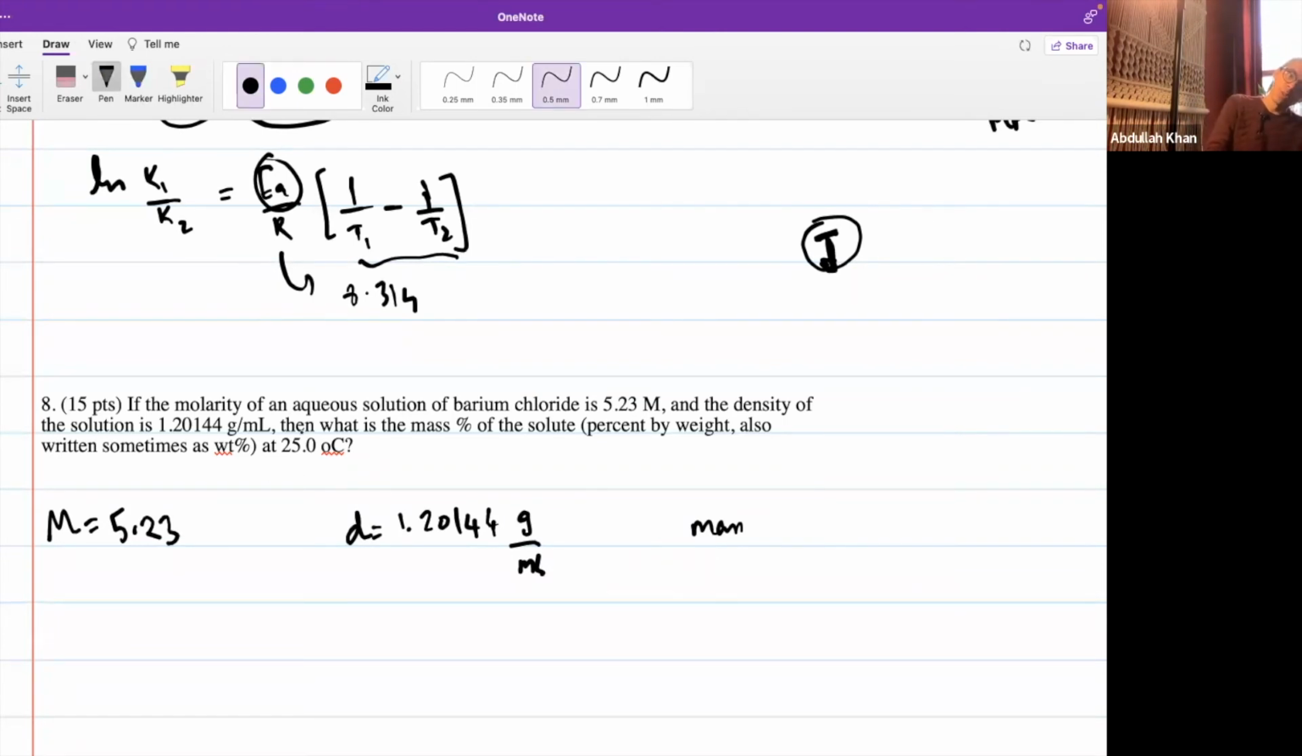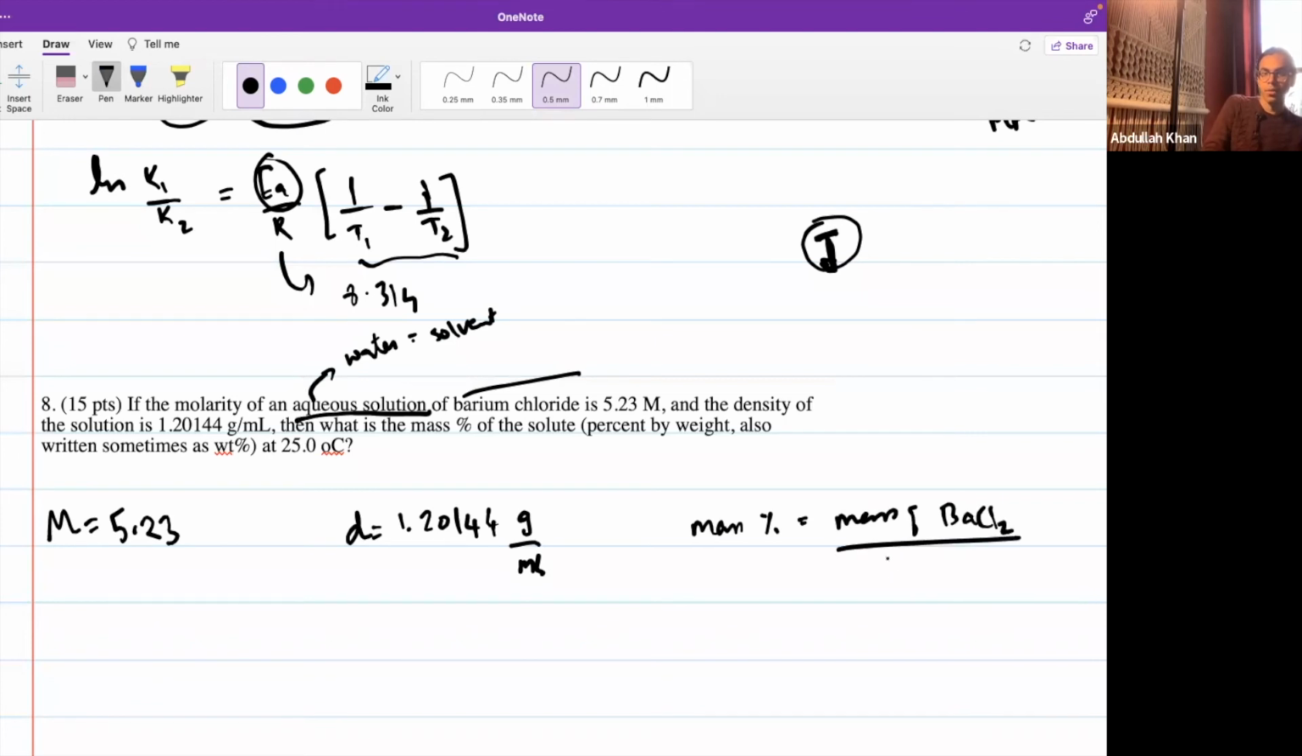Anytime they say it's an aqueous solution, you know the solvent is water. That's what aqueous solutions are. And then the other thing is your solute. Mass percent of the solute is the mass of barium chloride divided by total mass, which is barium chloride plus water, times 100. So we need these two masses here.